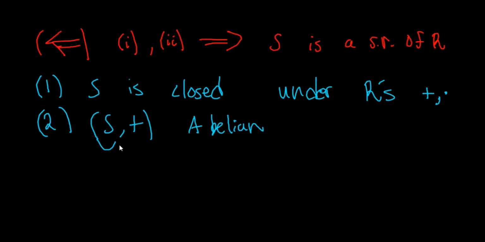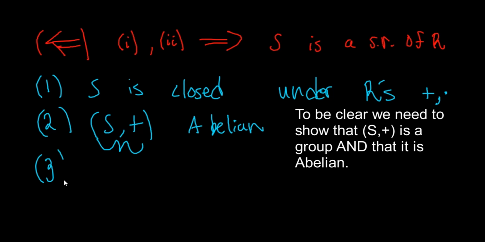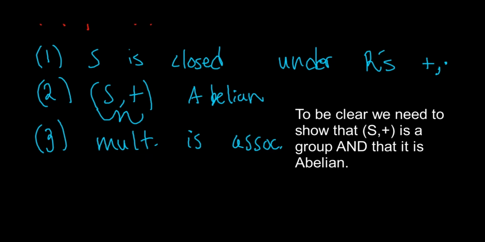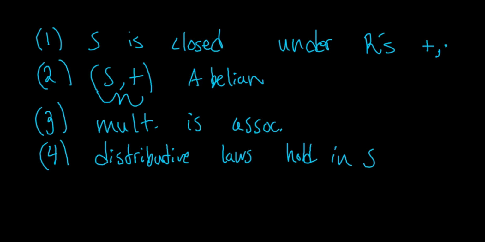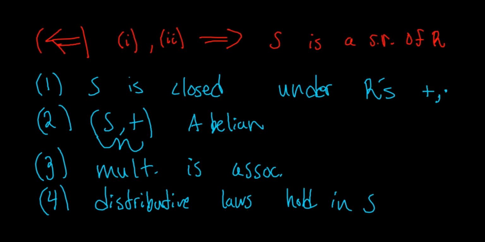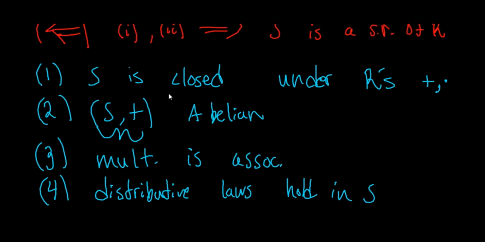That this group right here, where the plus is R's additive operation, is abelian. 3, we need to show that multiplication is associative. And 4, we need to show the distributive laws hold in S. And notice that these are all of the ring axioms, just restricted to S, where the operations are the same operations that R has.